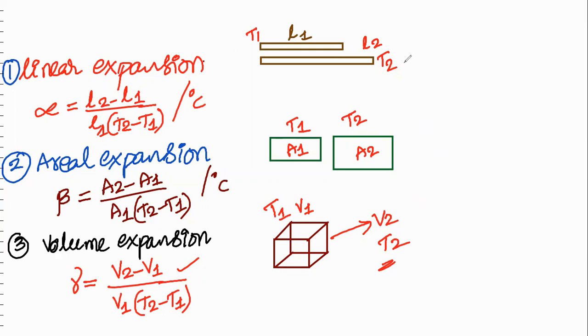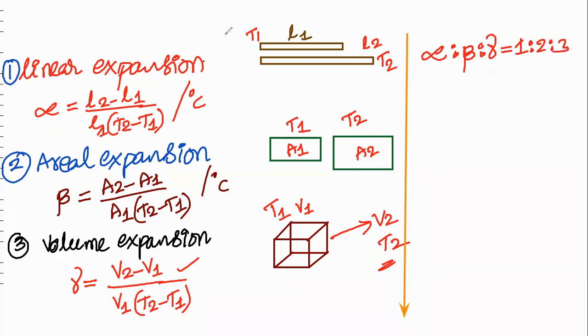The relation between areal expansion, linear expansion, and cubical expansion: if you take alpha to beta to gamma, it is 1 is to 2 is to 3. Then alpha by 1 is equal to beta by 2 is equal to gamma by 3. This is how we write it.